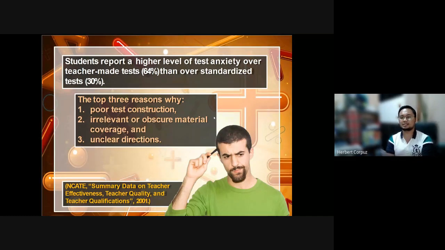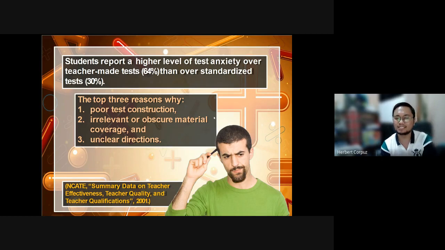Another research on assessment says, students report a higher level of test anxiety over teacher-made tests than over standardized tests. Standardized, ito lang sa guidance-based exam, that's standardized. Sabi nila, mas sobra daw ang takot at yung anxiety ng mga estudyante kapag ang kanilang tinetake na exam ay yung ginawa ng teacher, kaysa doon sa standardized test.